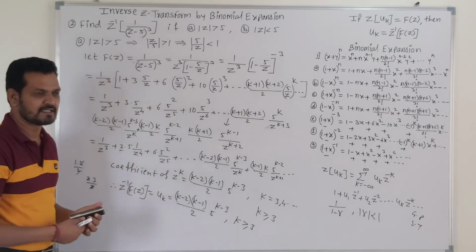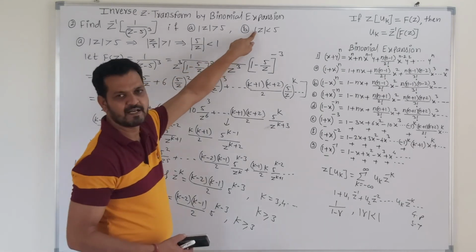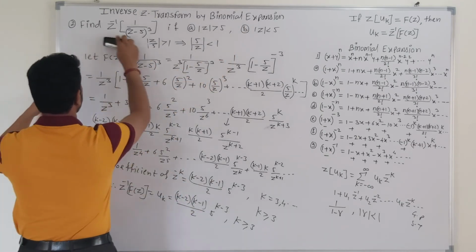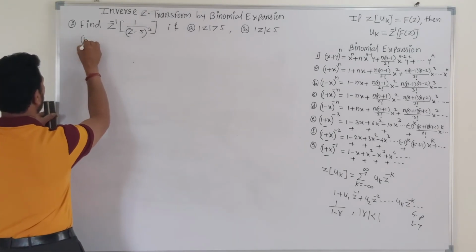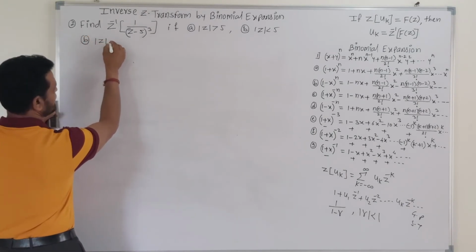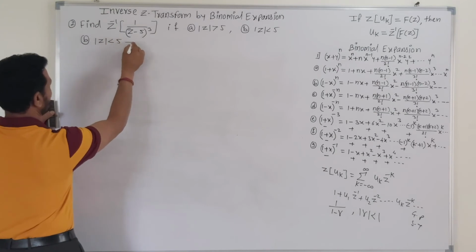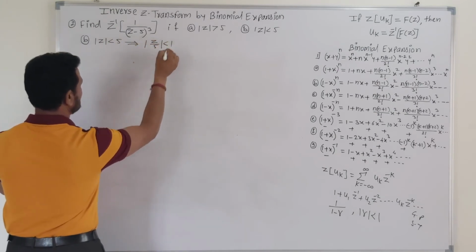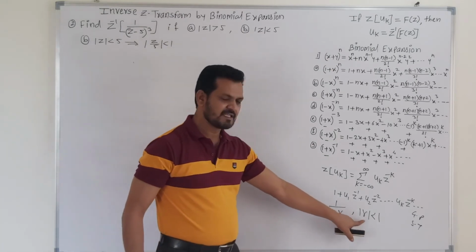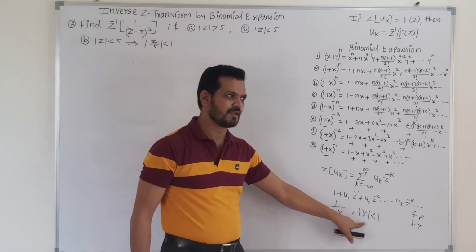Now let's try to solve the example based on this second region of convergence. Now friends, second region of convergence is B. So second region of convergence is that mod of z is less than 5. So this indicates that z upon 5 is less than 1. So which is same as that of the value of mod of r is less than 1.